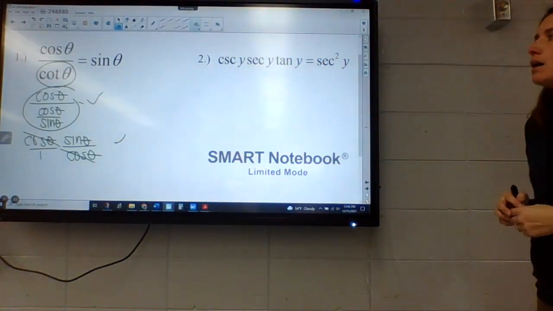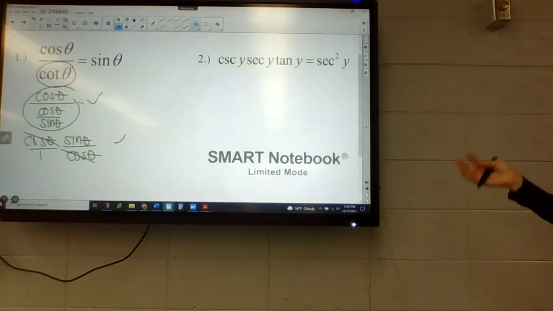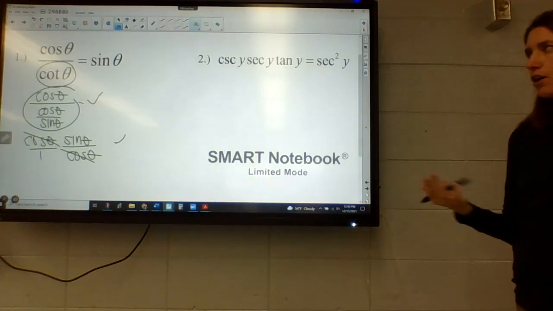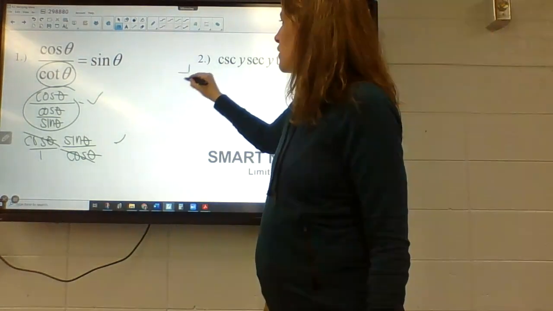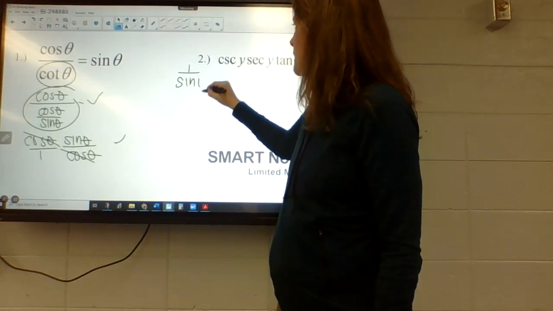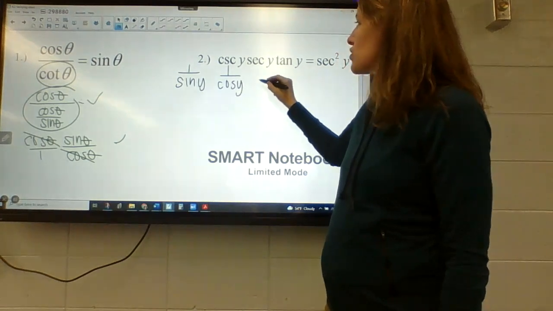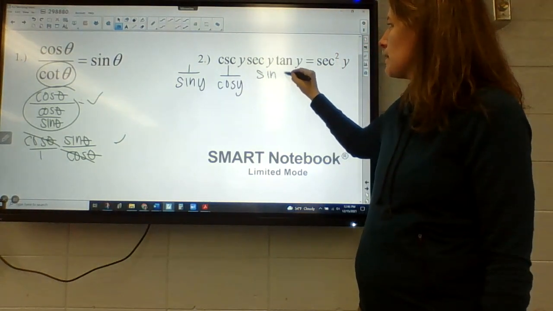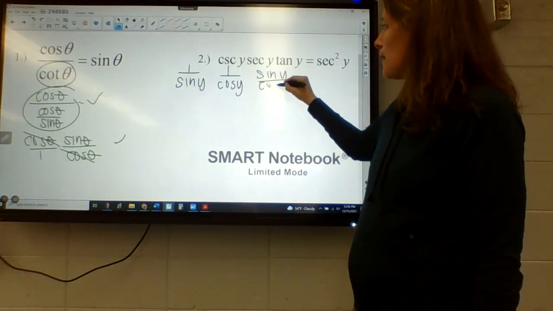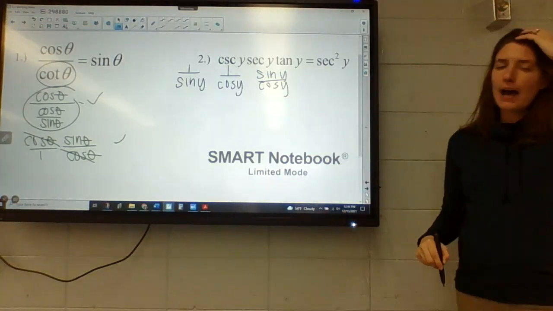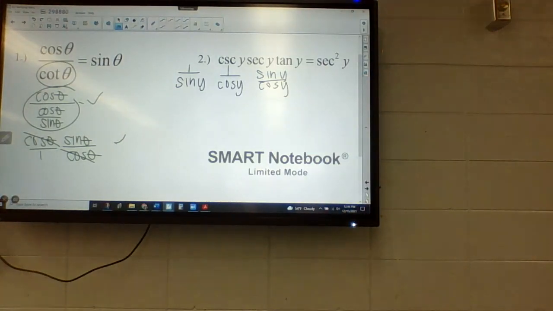So in number 2, again, use that rule of switching over to sine and cosine. So cosecant is 1 over sine. Secant is 1 over cosine. Tangent is sine over cosine. Again, those just come off the top of my head because I've done this before. If every single time you have to go back and look at your sheet, that's perfectly fine. But the more times you do this, the better you'll get at it.